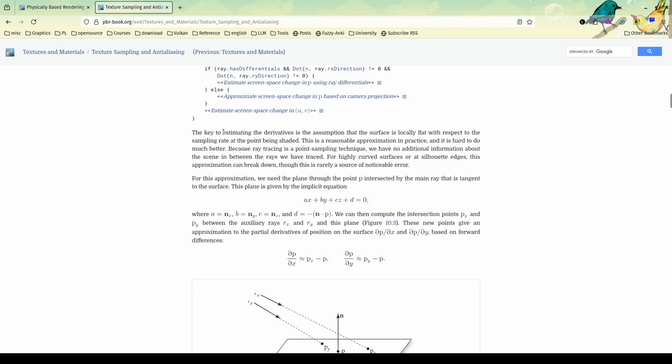The key to estimating the derivative is the assumption that the surface is locally flat with respect to the sampling rate at the point being shaded. It's a reasonable approximation in practice, and it's hard to do much better. Yeah, because ray tracing is a point sampling technique. We have no additional information about the things in between the rays we have traced.